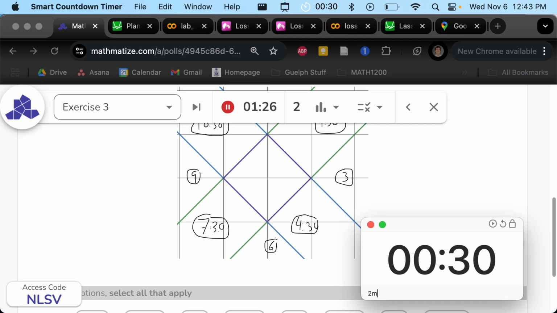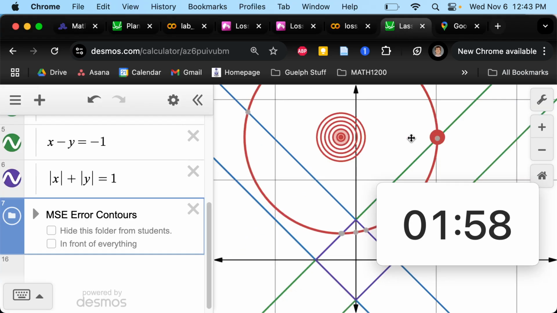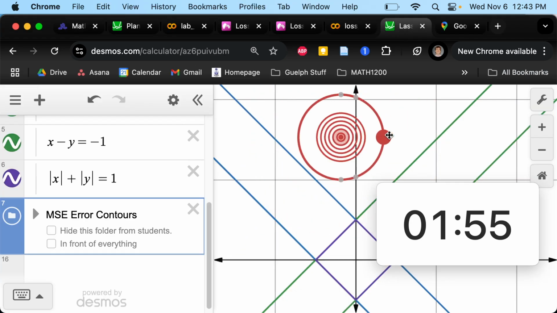Okay, is the question clear? Once again, it really is all coming down to this picture and understanding this mean squared error bowl, which we started with, and understanding you want to find the minimum on the diamond.